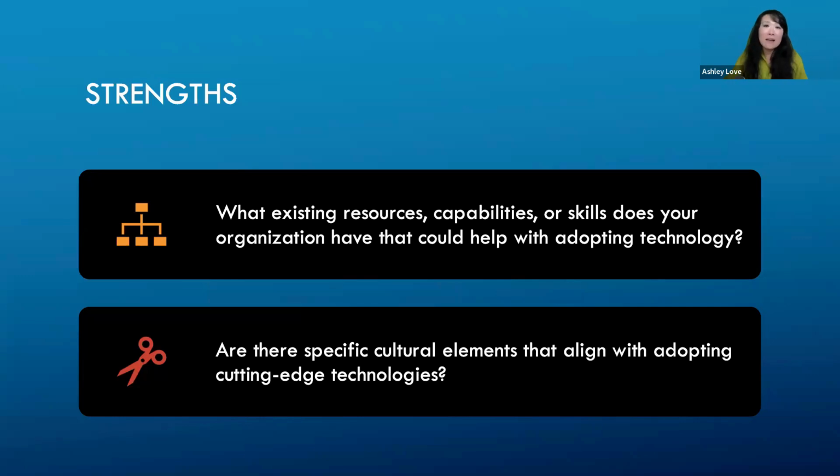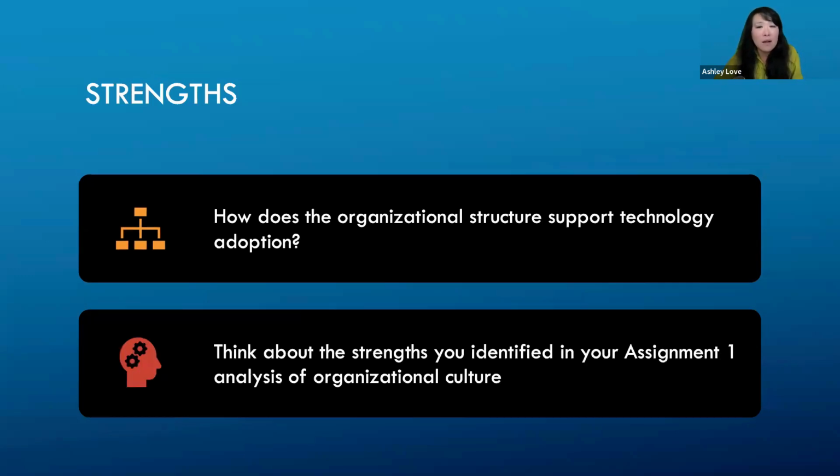So what are the cultural elements? Maybe you're in California and the Silicon Valley folks are donating millions of dollars to, let's say, certain health departments. There may be an opportunity there to try out some cutting edge technology. How does organization structure support technology adoption? Meaning, what kind of structure? Remember, I told you to think about your organization. Is it a flat structure? Does it have more of a hierarchical, old-fashioned structure? What kind of structure do you have in terms of making decisions?